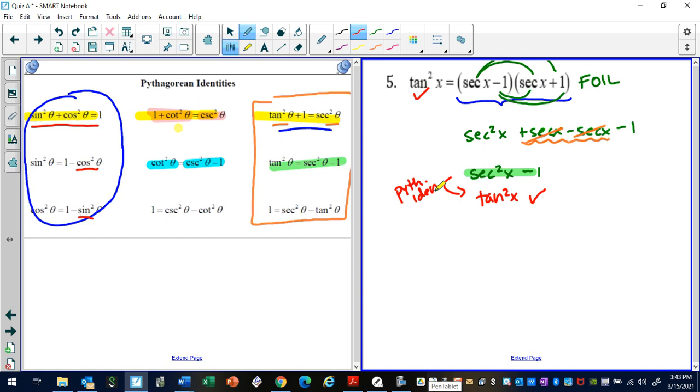Okay, a couple people stopped here and maybe they brought down the other side and said, oh, that's equal to tangent squared. You really have to go that extra last step. You have to tell me that this right side equals that, not just bringing down the left side. You have to show me that last step, so make sure you do that.